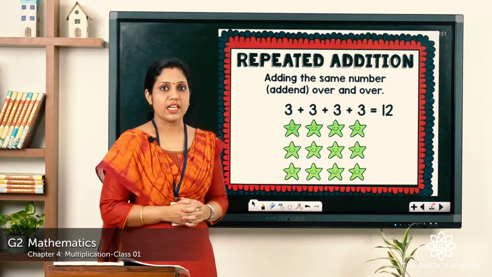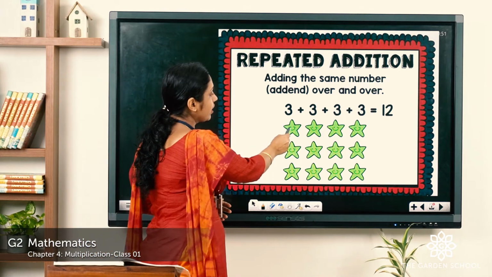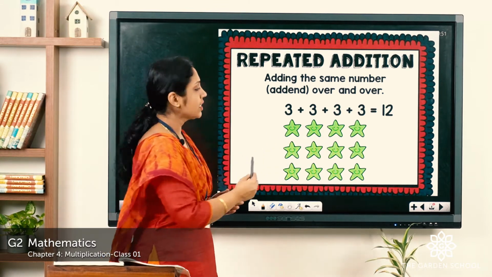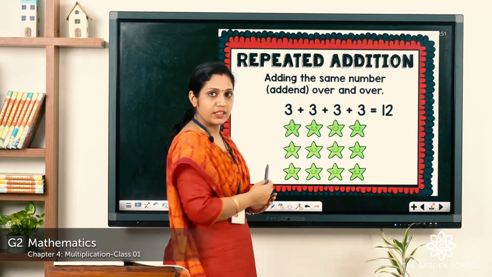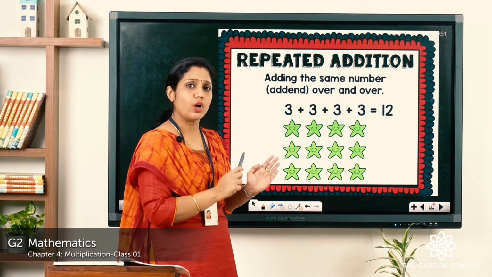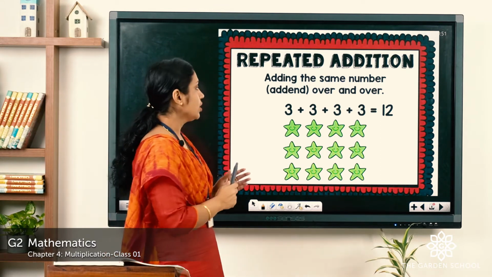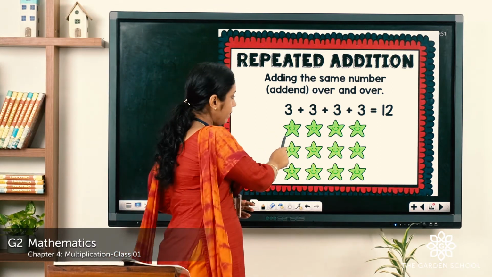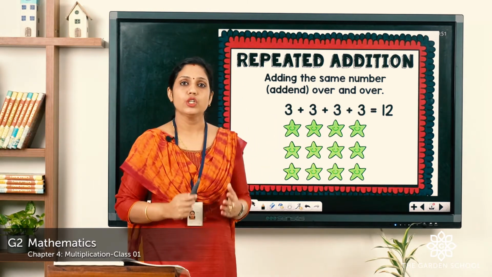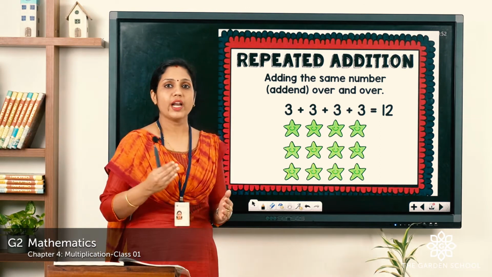Here we have stars. So let's count them. In the first group, you can see 3 stars. Second group, again you can see 3 stars. Third group, you can see 3 stars. And fourth group, you can see 3 stars. So there are total 4 groups. And in each group, there are 3 stars. So we can write it as 3 plus 3 plus 3 plus 3 is equal to 12. So this is repeated addition, adding the same number over and over again.